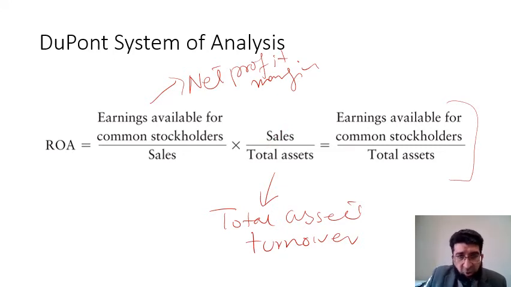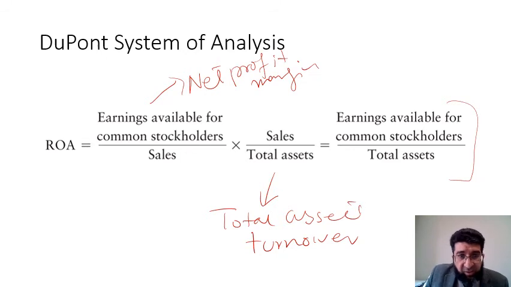Earnings available for common stockholders to sales: for every dollar of sales, how much earnings are available, and for every dollar of assets, how many sales are being generated. Now let's look at this in a specific context. We increase the earnings and keep everything constant, so this ratio will increase. If this ratio increases and this ratio stays the same, then the company with its existing sales and assets has created more earnings. That will be the interpretation.